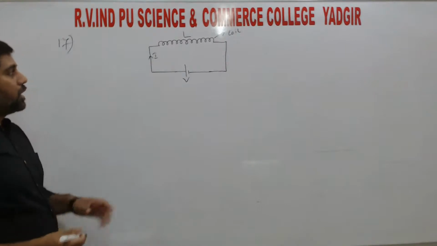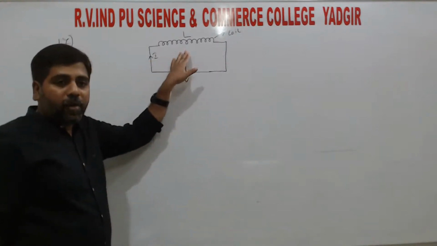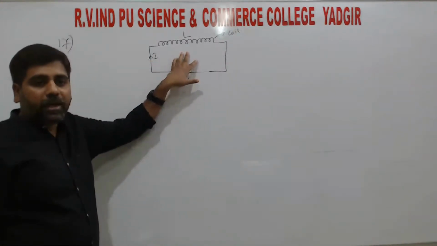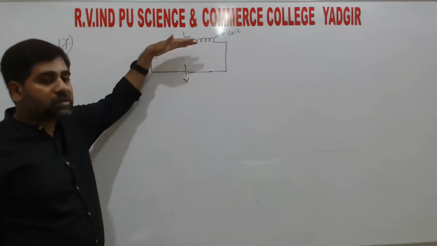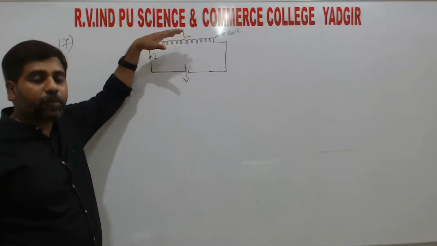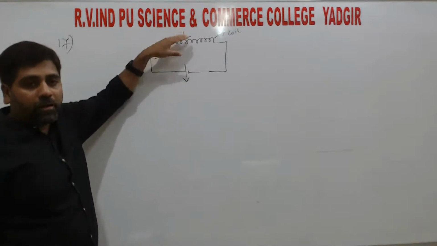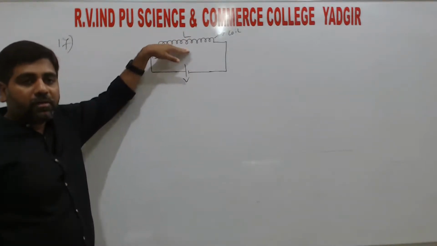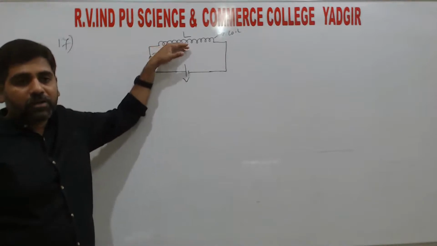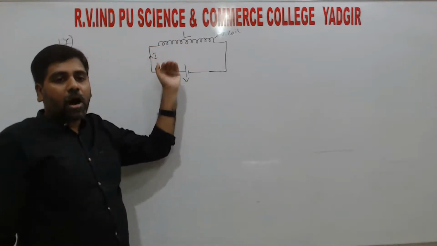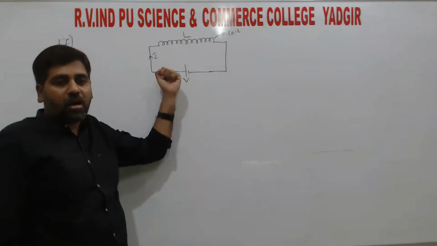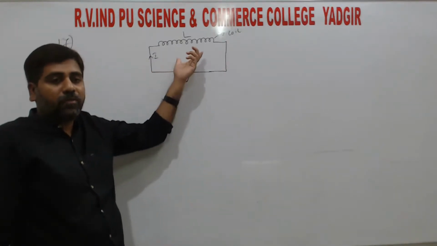So when the current is flowing in the coil, EMF is induced. Due to that EMF, it opposes the change in current which is produced in the coil. The induced EMF opposes the flowing current, that is, it opposes the change in current. So that EMF is the back EMF.